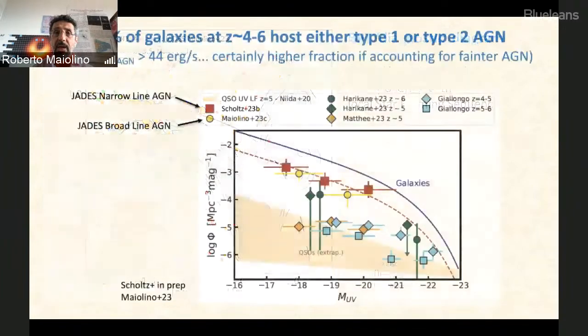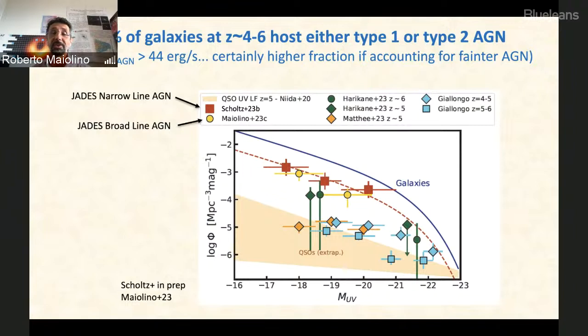We have also, in work provided by Jan Scholtz, explored the search for type 2, so narrow-line AGNs. In this case, of course, we have to use diagnostics different from the BPTs, essentially high ionization lines and other UV diagnostics. And together with the type 1, we find that at redshift around 4 to 6, about 25% of the galaxies host an AGN, either type 1 or type 2.